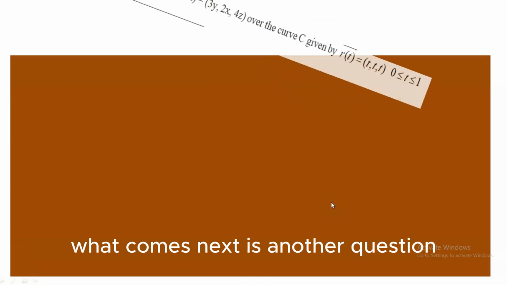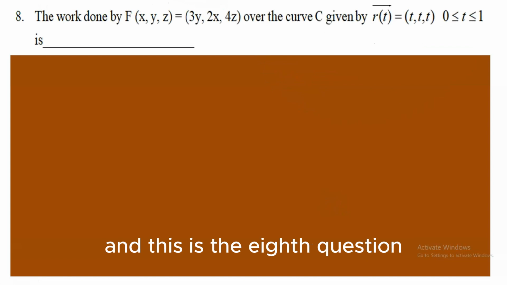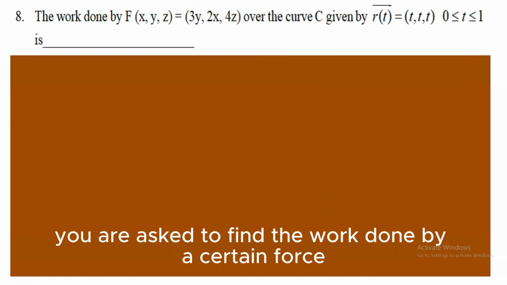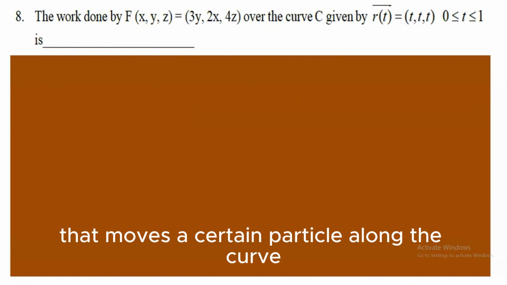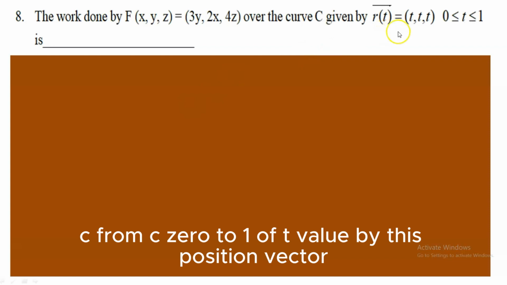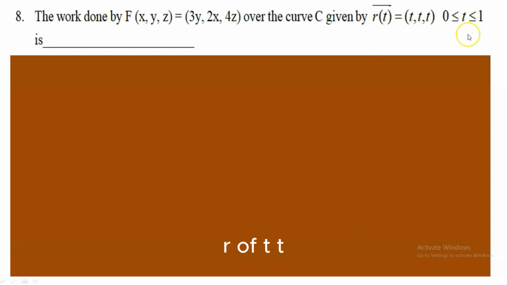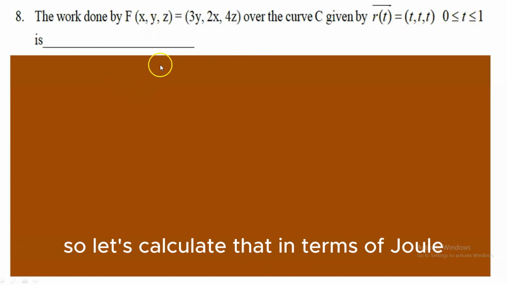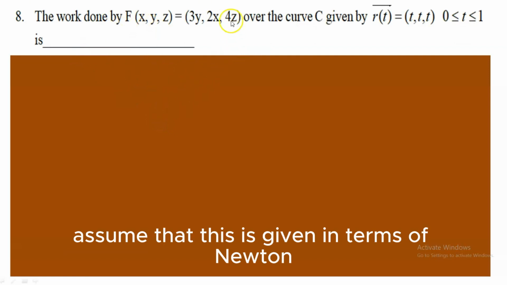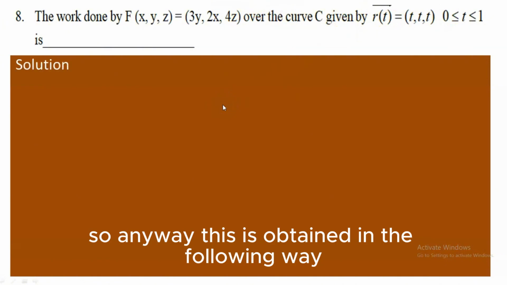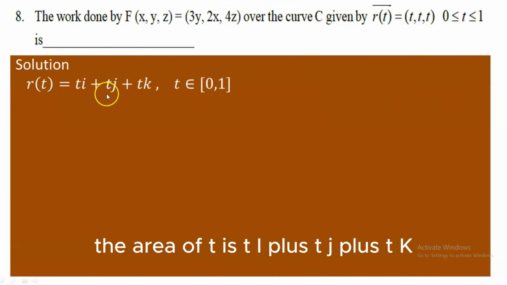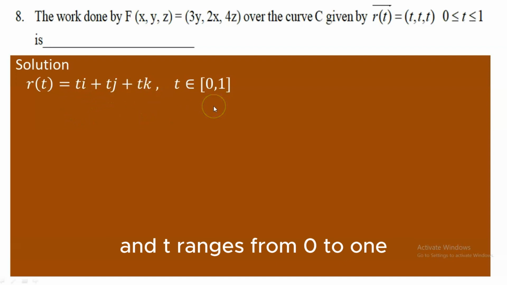So after having this, what comes next is another question, and this is the 8th question. You are asked to find the work done by a certain force given by 3y i plus 2x j plus 4z k that moves a certain particle along the curve C, from 0 to 1 of t value, by this position vector r of t. So let's calculate that in terms of joules. Assume that force is given in Newtons and distance is given in meters. So in a way, this is obtained in the following way. Your r of t is t i plus t j plus t k, and t runs from 0 to 1.